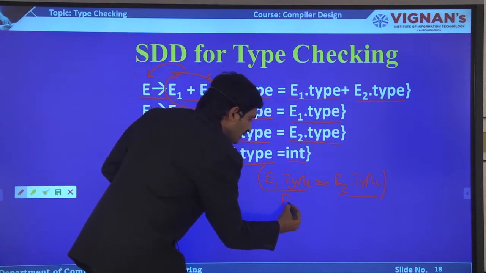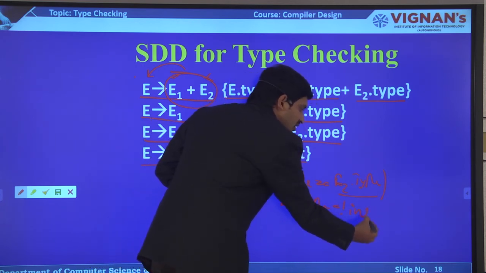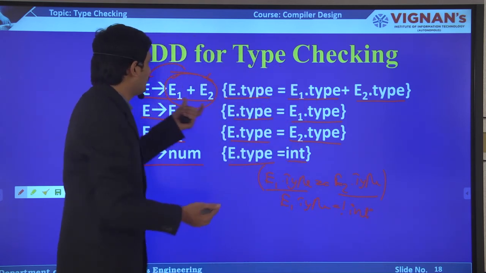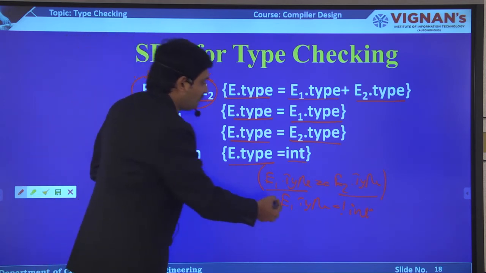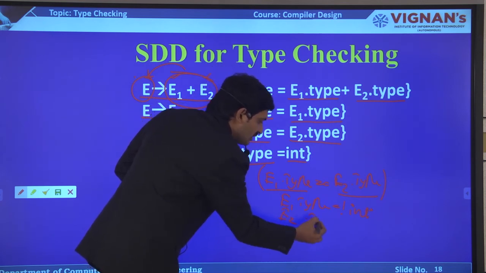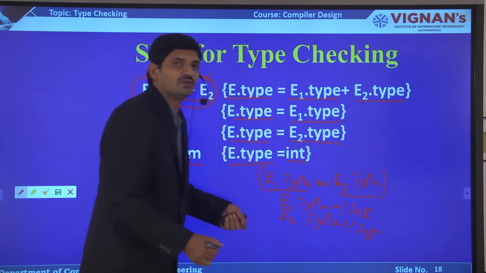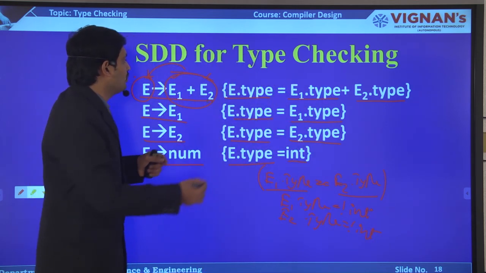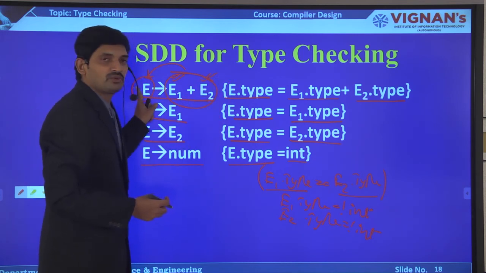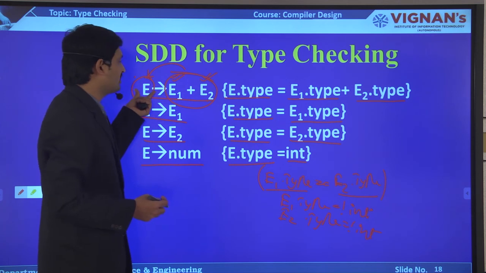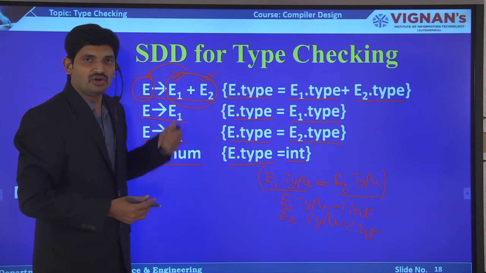Okay. If E1 type is not an integer, we cannot find what the E type is. Otherwise, if E2 type is also not an integer, then also we cannot find the type. So these types must be integer, then only we can perform the operation, and the result obtained for E1 plus E2 is assigned to E, and that is also an integer.